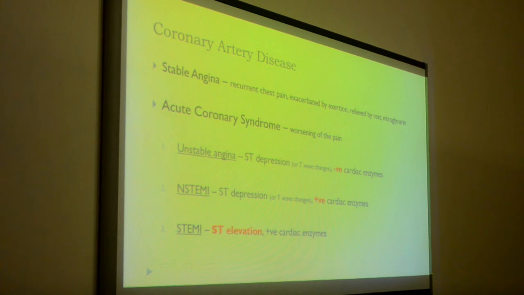Acute coronary syndrome could be three types. It could be unstable angina, non-ST elevation myocardial infarction, and STEMI, which is ST elevation. Unstable angina and non-ST elevation myocardial infarction will have similar changes on the ECG, ST depression or T-wave changes. The important differentiating factor is angina will never cause positive enzymes. Angina does not cause necrosis. If you have myocardial infarction, you get positive cardiac enzymes. And then you have the ST elevation, which is obviously ST elevation myocardial infarction.